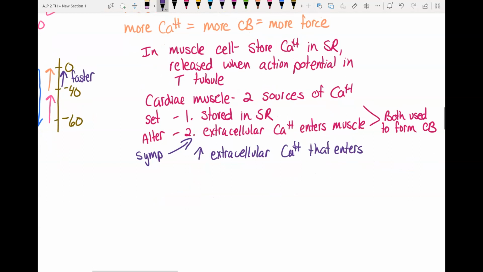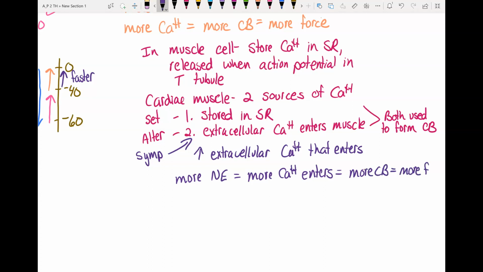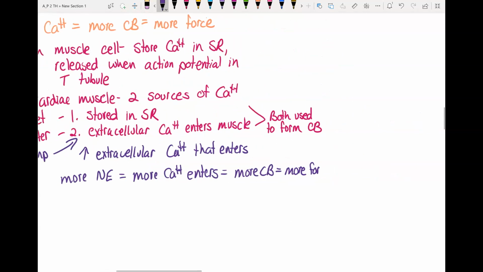So the more norepinephrine you have equals more calcium that enters, which means more cross bridges, which means more force. And remember, if you have more force, you also increase your stroke volume, the amount of blood that that ventricle is going to pump into the artery.